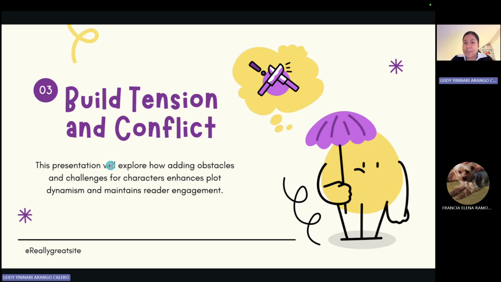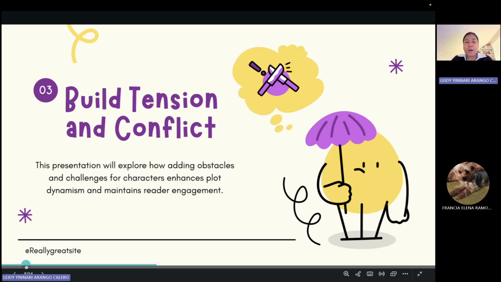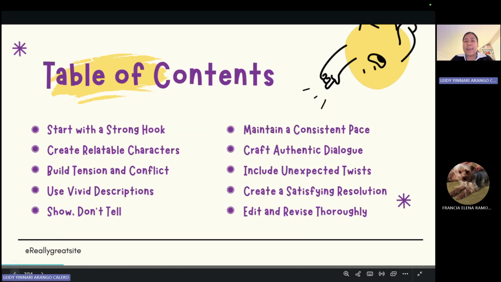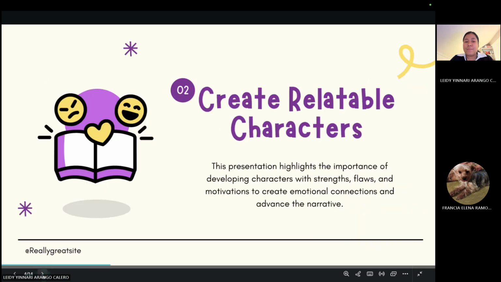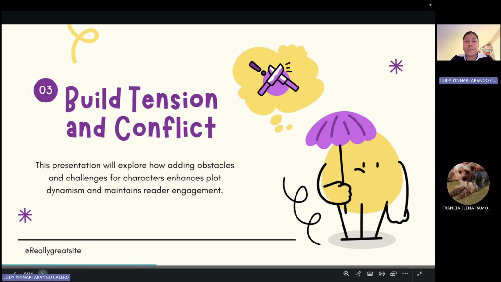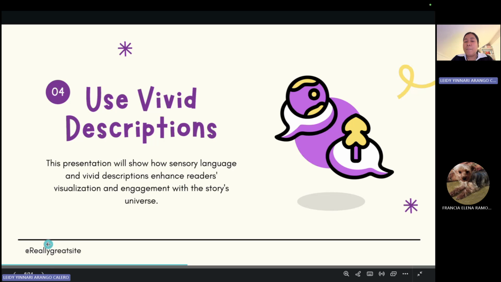In this presentation, we'll explore how adding obstacles and challenges for characters enhances plot dynamism and maintains reader engagement. It is to create a tense situation or a little discussion while we're writing, because remember that we are working on creative writing. That is the point. So now, use vivid descriptions.